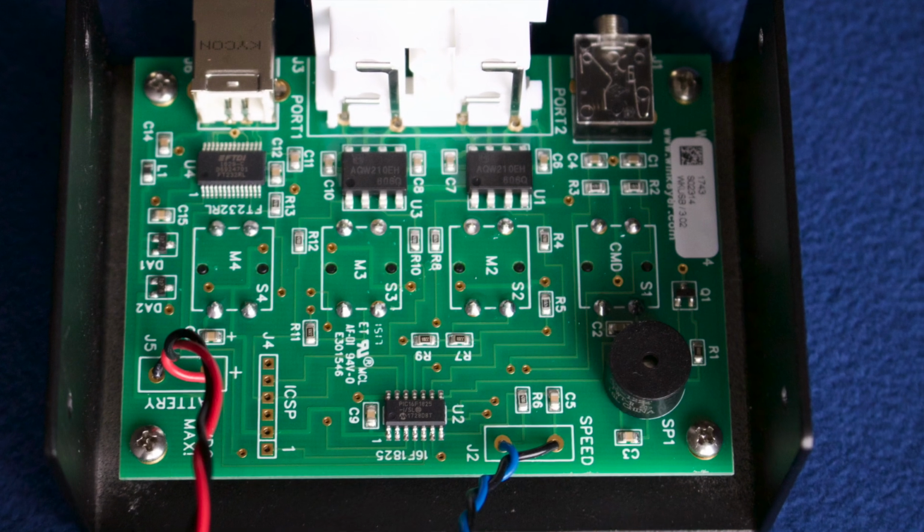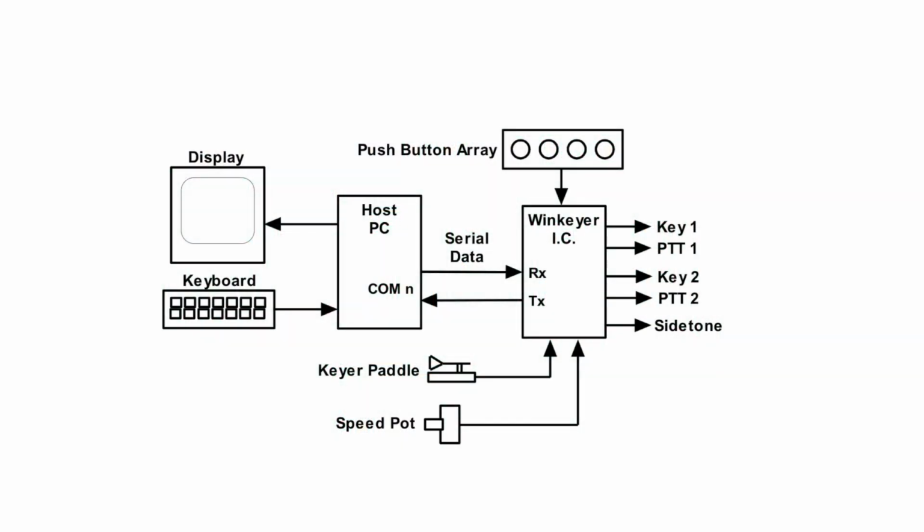Let's have a look under the bonnet and see what we're getting here. The basic building blocks of the WinKeyer are the standalone keyer, a serial communications interface that uses USB to communicate with a computer, an array of four buttons for accessing the menus in standalone mode and sending message memories, a speed control for manually adjusting your CW speed, a 3.5mm or 1/8-inch stereo jack input for a paddle, and two outputs to connect to your key input on your radios.